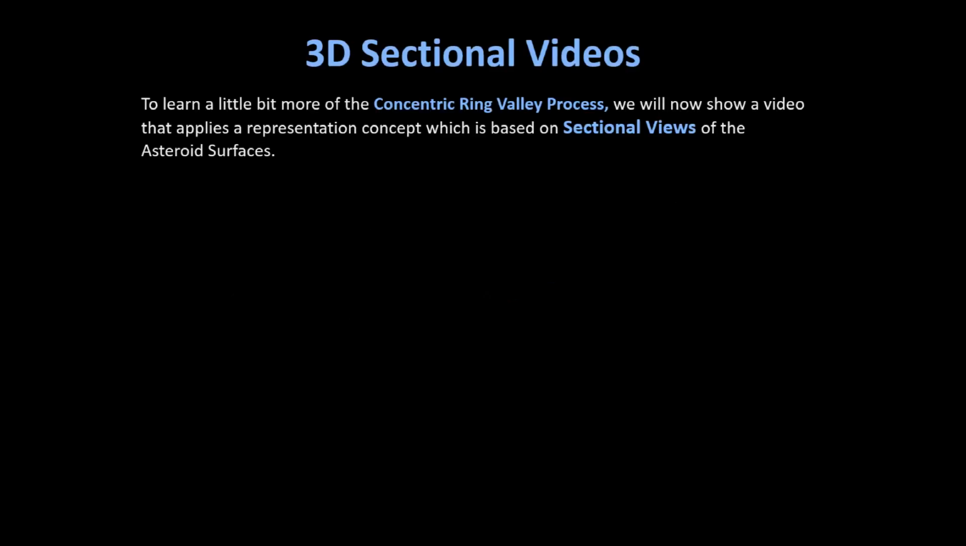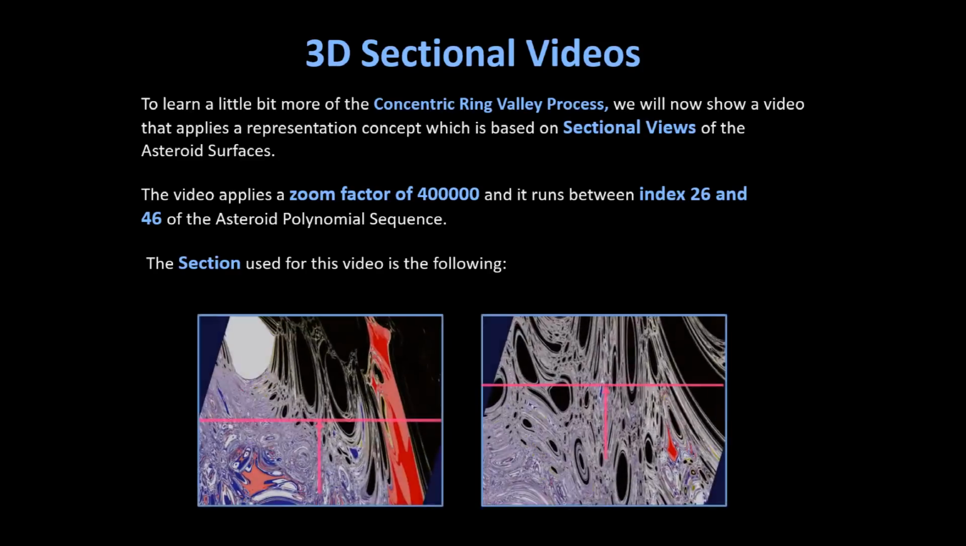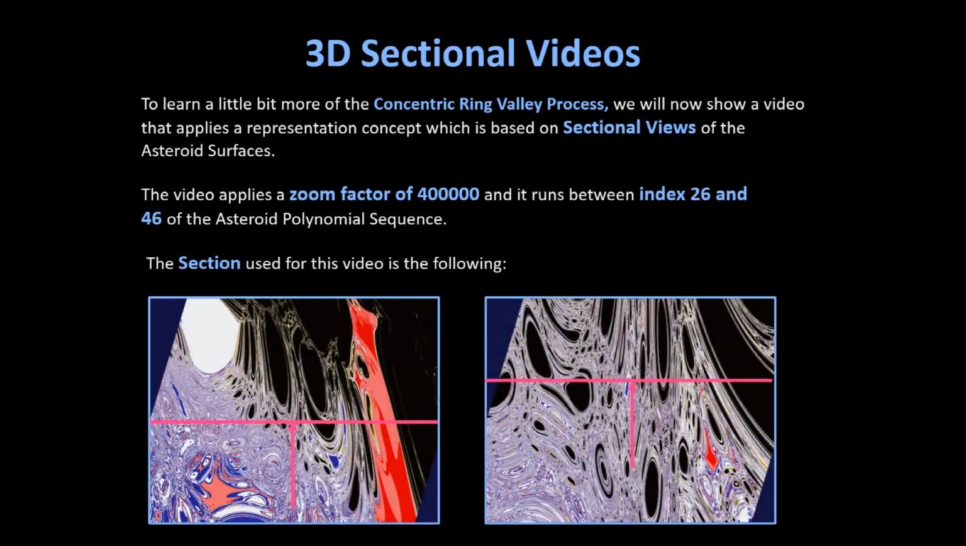To learn a little bit more of the concentric ring valley process, we will now show a video that applies a representation concept which is based on sectional views of the asteroid surfaces. The video applies a zoom factor of 400,000 and it runs between index 26 and 46 of the asteroid polynomial sequence. The section used for this video is the following.